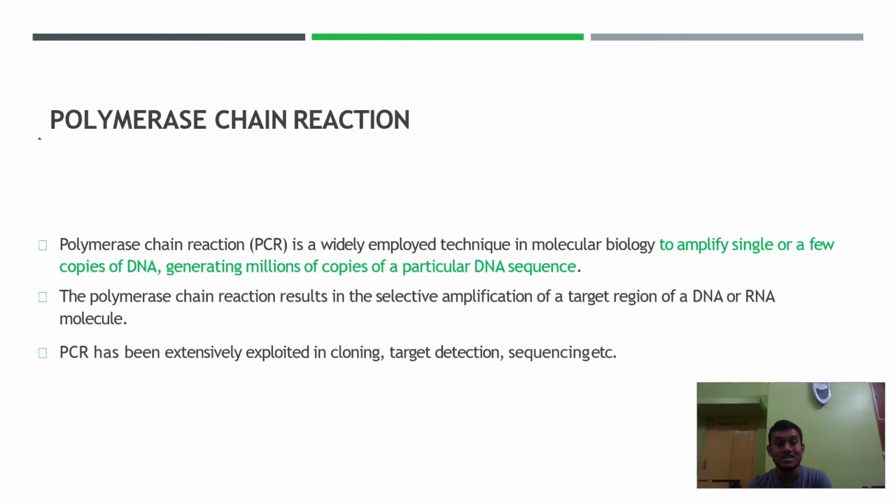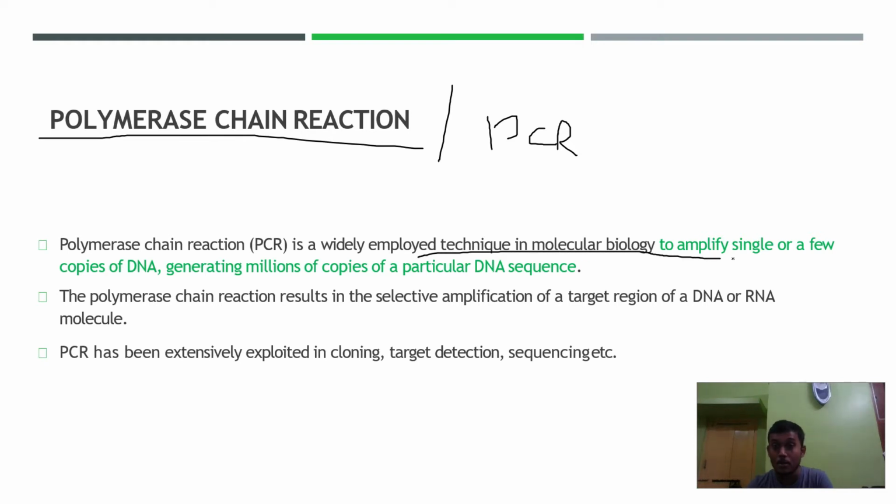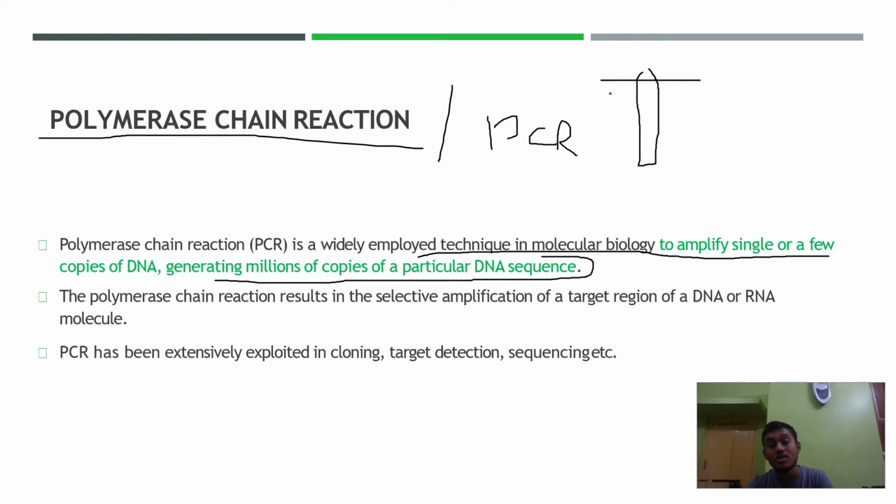Talking about what polymerase chain reaction, or PCR, is. PCR is a widely employed technique in molecular biology to amplify single or few copies of DNA, generating millions of copies of a particular DNA sequence. In this, we use a template DNA, or any particular piece of DNA, which is amplified at certain regions, the particular target regions that we want to target, and we get many smaller pieces, or many amplicons, of that particular piece of DNA.